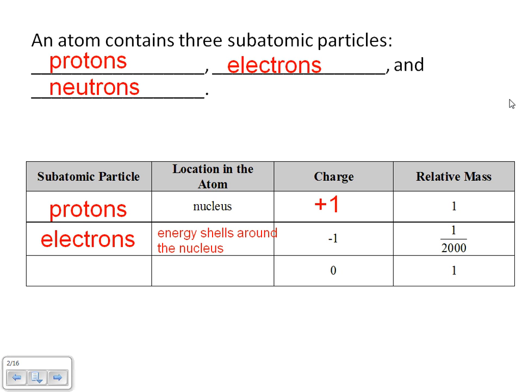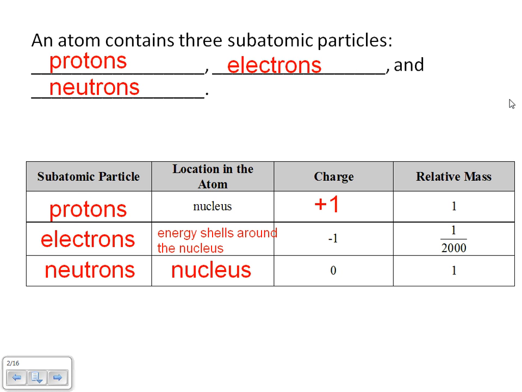Electrons are in energy shells around the nucleus, kind of like planets orbiting around the sun. They have a -1 charge, and their mass is 1/2000th of a proton. So basically their mass is very, very small. Neutrons are also located in the nucleus, just like protons, but they have a 0 charge. They have no charge, but their mass is about the same as a proton.